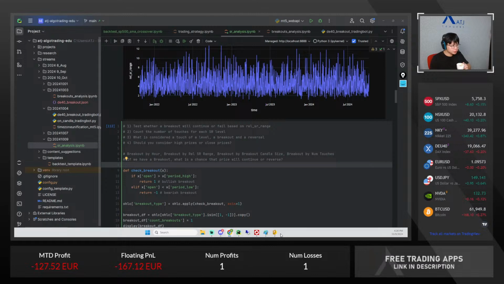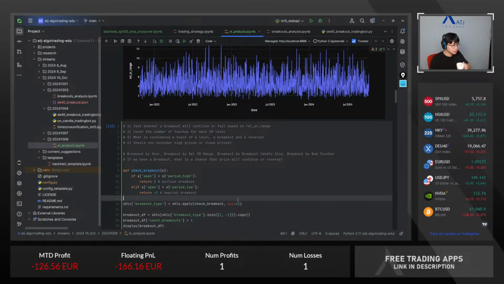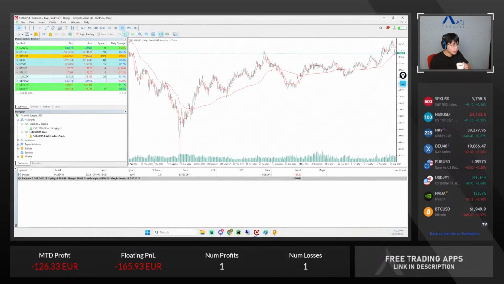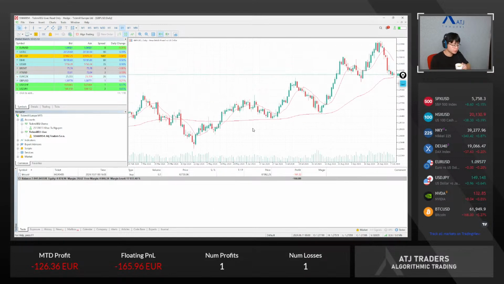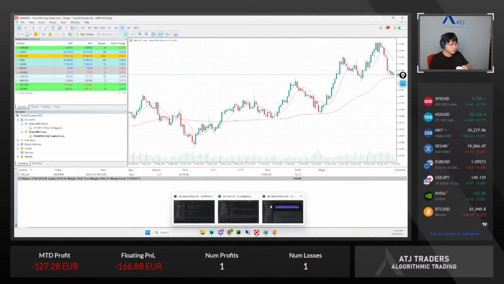So as mentioned, we still need to connect the DE40 breakout bot. That's still in progress, and I've deployed it on a VPS, so we'll see how the results are going to be. But again, over the past 2 years, there were only about 90 trades. Let's have a look at the backtest together.